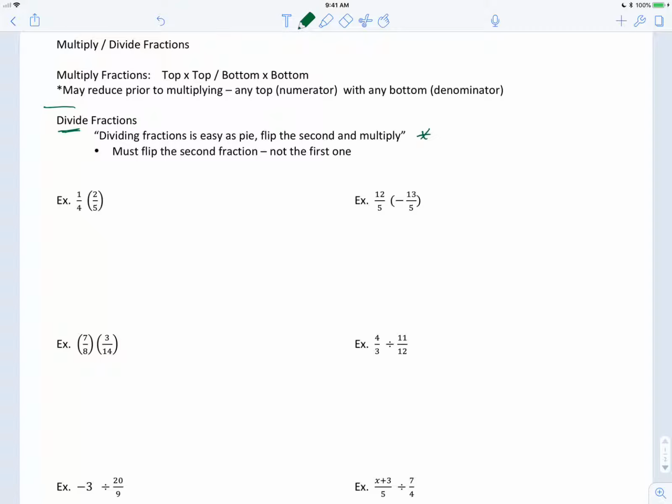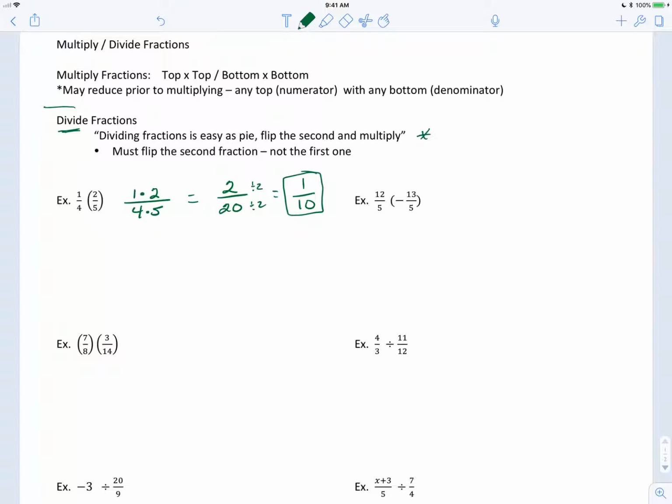So here we go. We're going to do a few examples. So remember, we're multiplying across the top. So that's 1 times 2 across the top, 4 times the 5 on the bottom. 1 times 2 is 2, 4 times 5 is 20, and then you always want to reduce your fractions to their lowest form. So both of these are divisible by 2, and so we will say that 1/10 is our final answer.